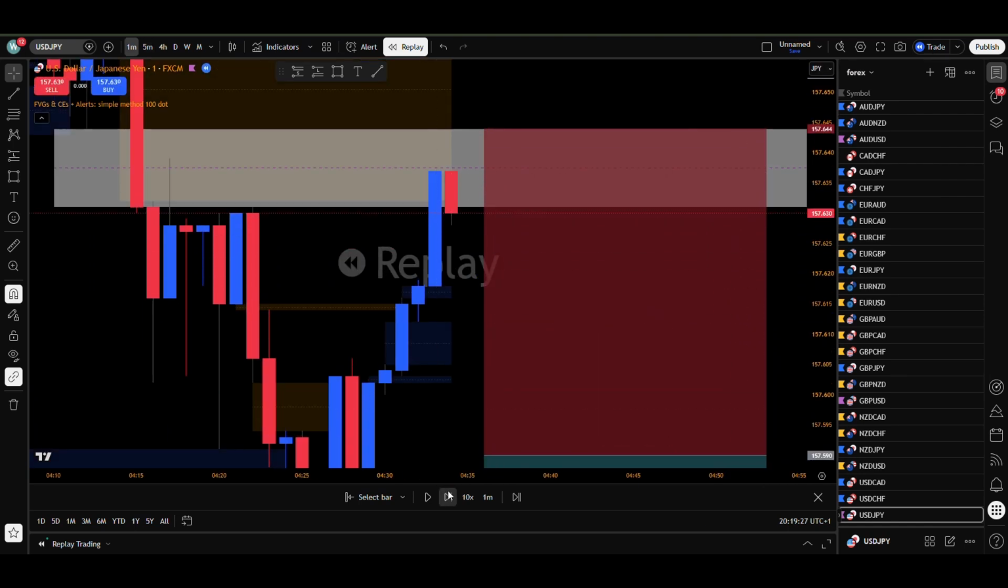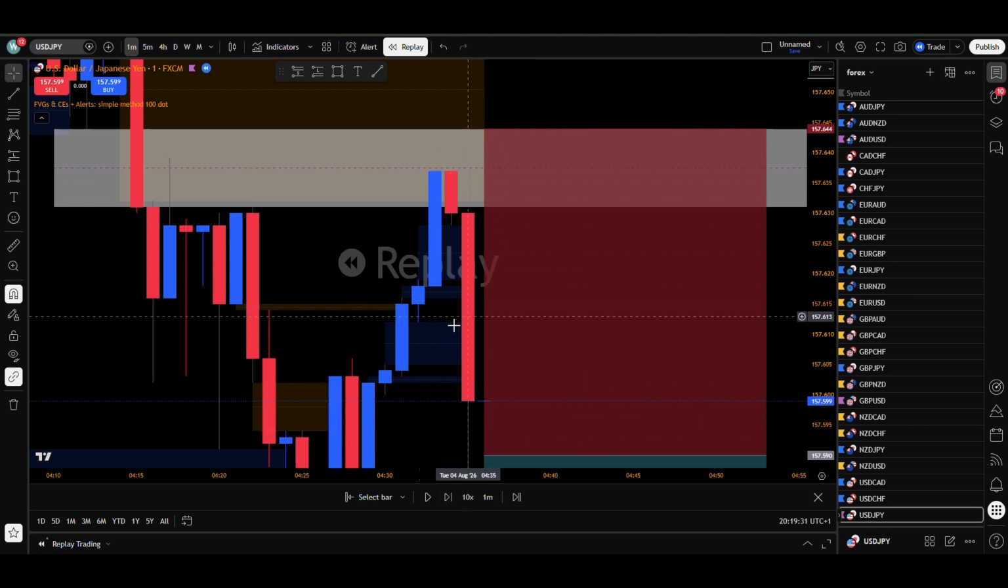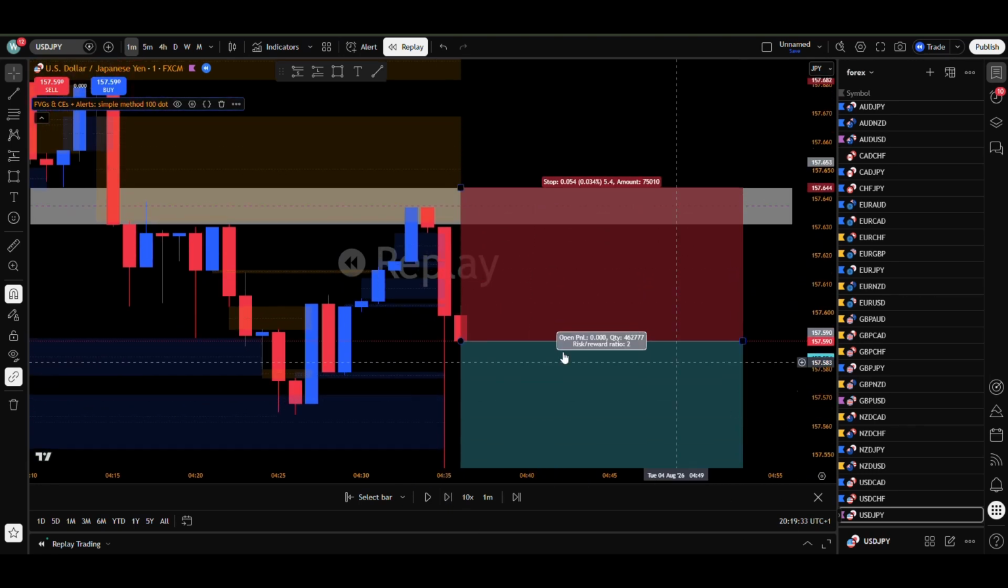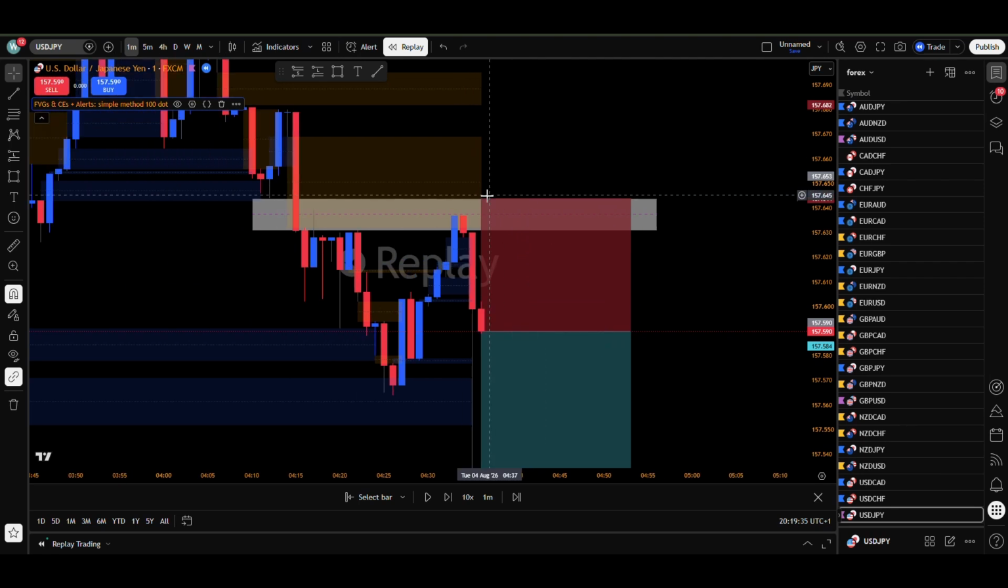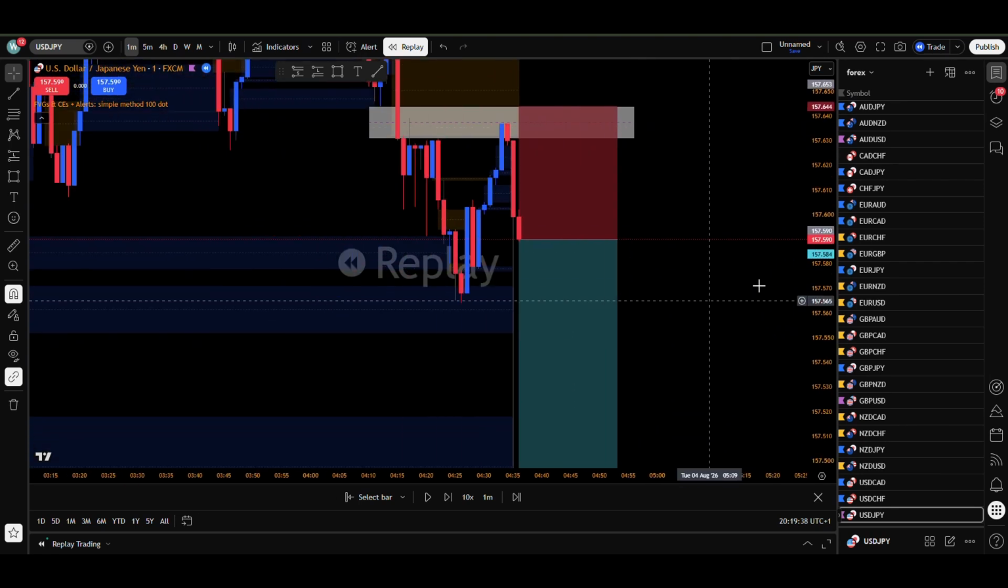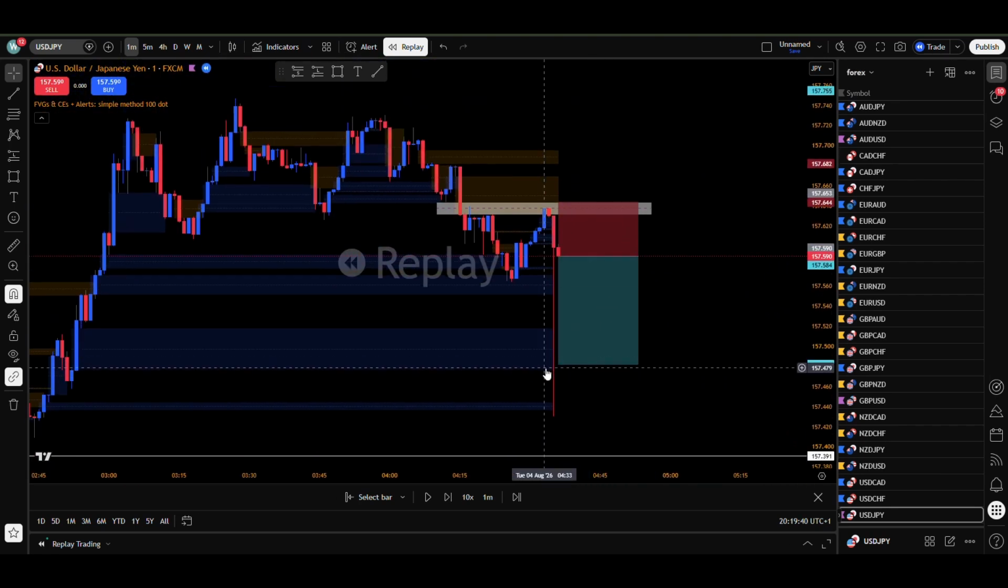ST in, respected. ST out, respected. Cool. So we take the trade right there. Stop above the zone and 1 to 2. Questionably, I don't know if I would have taken this because look at this very sharp wick here.